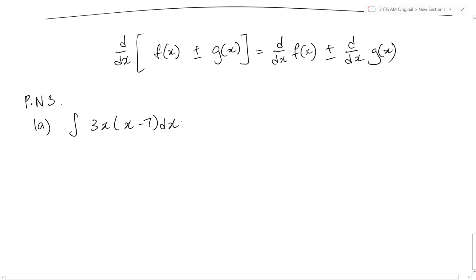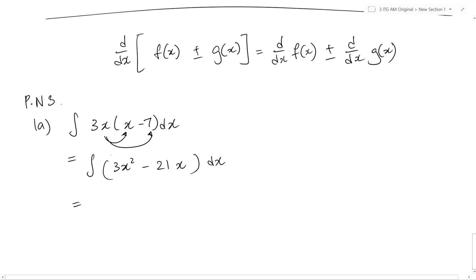I'll be doing 1a. When we integrate 3x multiplied by (x - 7) dx, given that differentiation is still very fresh in our minds, this looks like a product rule. Is there a reverse of product rule for integration? Maybe there is, but we don't need to worry about that, because over here we can expand it and we will arrive at 3x^2 - 21x. All of this will be integrated with respect to x.